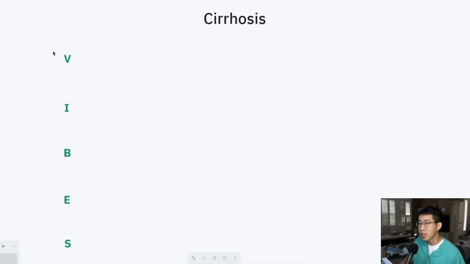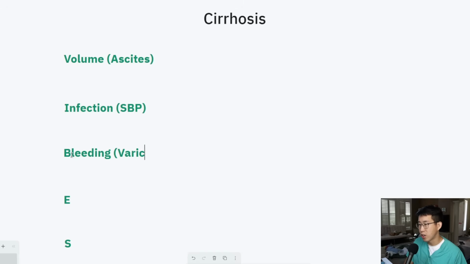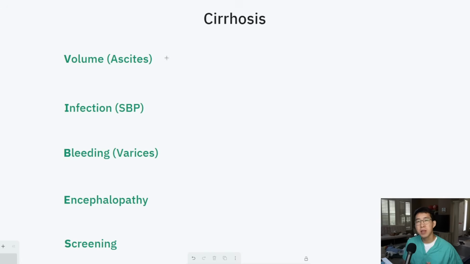So there's this mnemonic called VIBES, which is becoming more popular recently, and it stands for volume, basically talking about ascites, infection, aka spontaneous bacterial peritonitis, bleeding, such as from varices, encephalopathy, and screening. So these are basically the most common things that you are going to have to address in most of your patients with cirrhosis being admitted to the hospital.